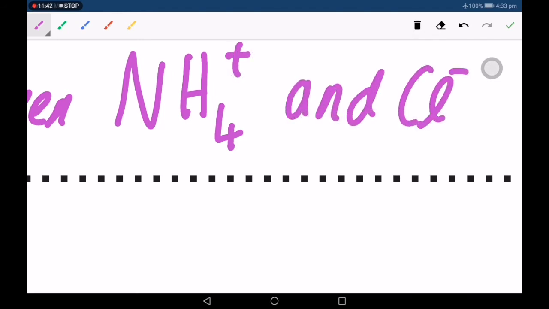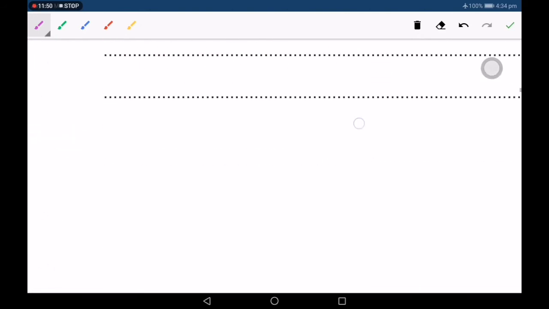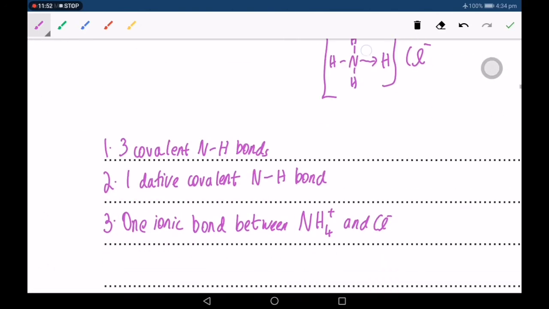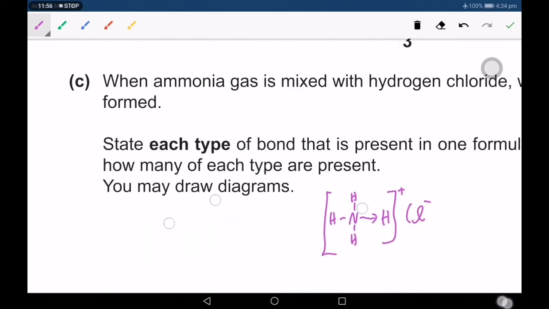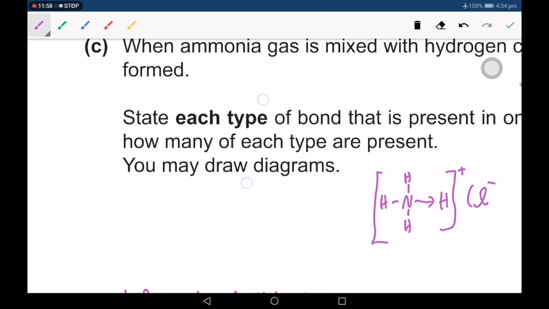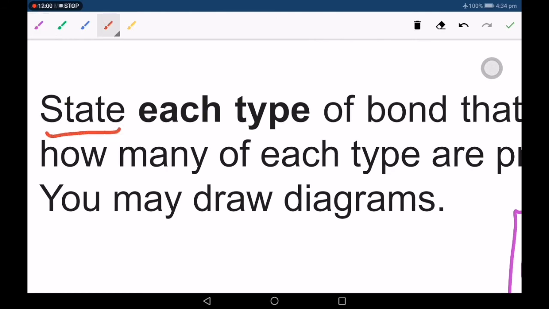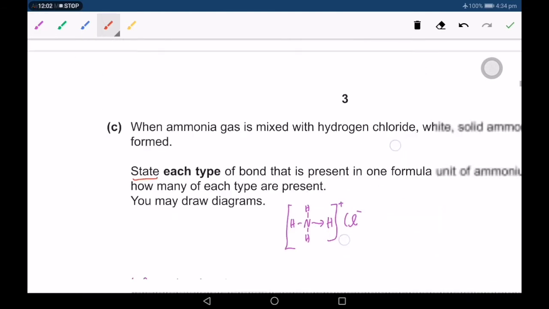You must put down the whole thing. Do not just put down one each, or just the whole ammonium with a positive charge. Just put down the formula, that's all. And list them down. Do not write a really long explanation. They've just asked you to state, which means that they do not need explanation.